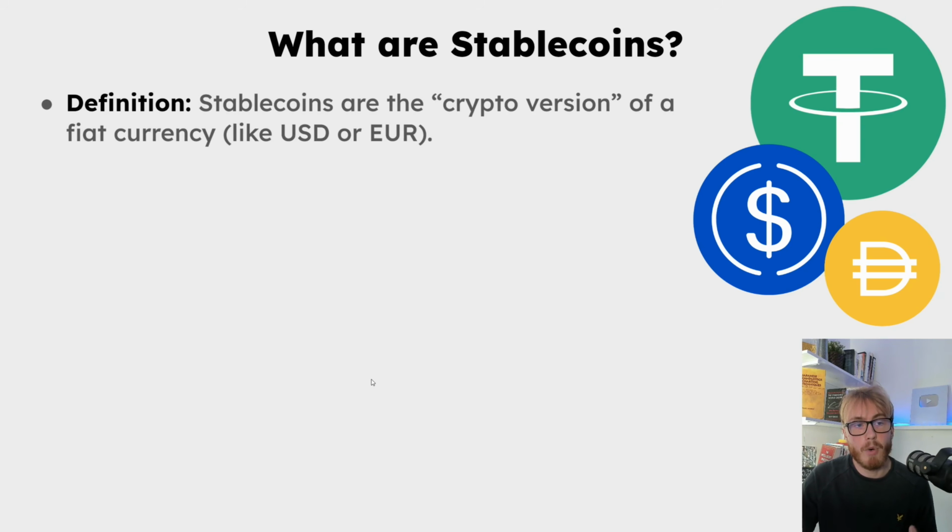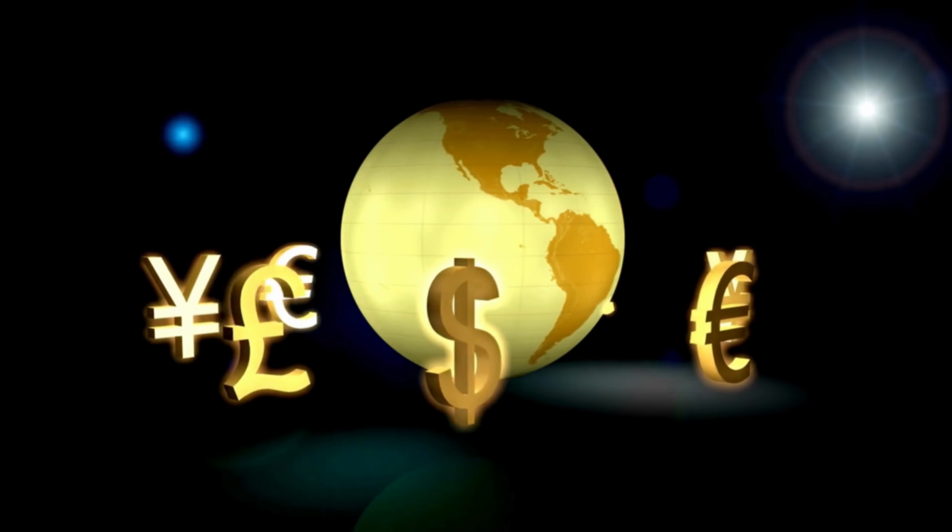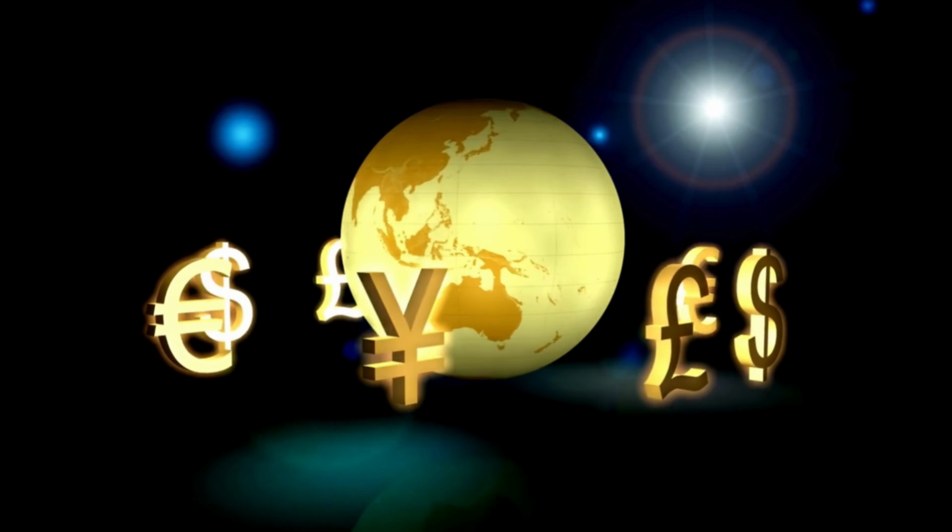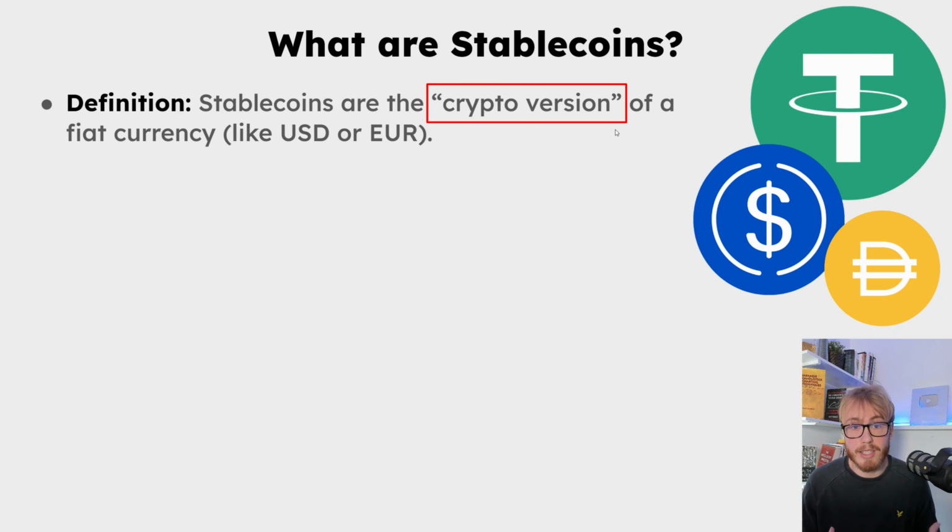But first and foremost, what is the definition of stablecoins? Well, you can think about stablecoins as the crypto version of a fiat currency. And fiat currencies are basically the normal type of money, for example, US dollar, euro, or here in Sweden we have the Swedish crown, the Swedish krona. So many times, different countries will have different fiat currencies, and you can think about stablecoins as a crypto version of a fiat currency.